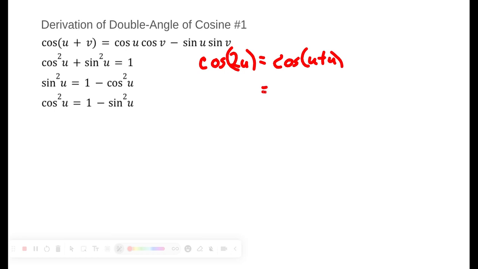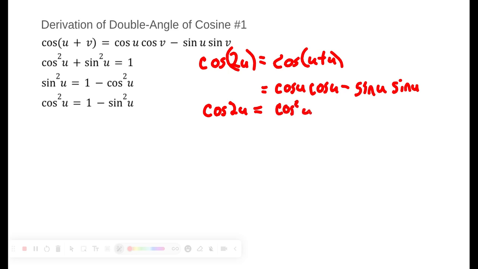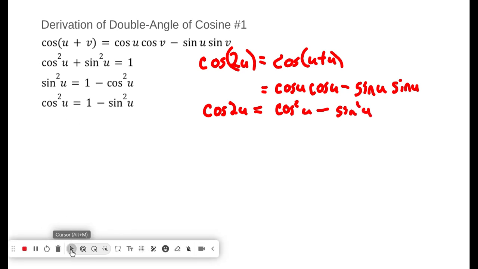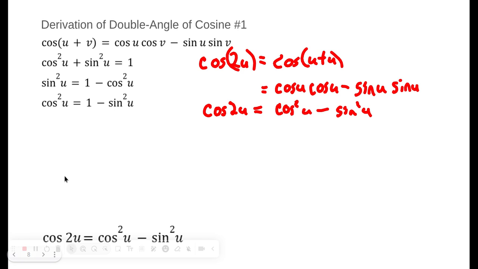So that means that we have the cosine u cosine u minus sine u sine u. Well, that ends up meaning that the cosine of 2u is going to be cosine squared u minus the sine squared of u. And that is going to be what our formula is. Cosine of 2u equals cosine squared u minus sine squared of u.